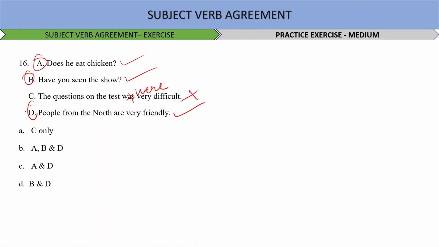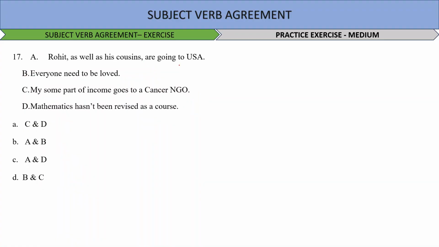Next question. Rohit as well as his cousins are going to USA. First of all, in sentence A, you see Rohit as well as his cousin comprises a single unit. So the verb is should be used instead of are. Basically I'm trying to say that Rohit is going to USA, right? Similarly, sentence B says everyone need to be loved. Everyone refers to a singular person and hence should be followed by a singular verb. Everyone needs to be loved. So these two are eliminated already.